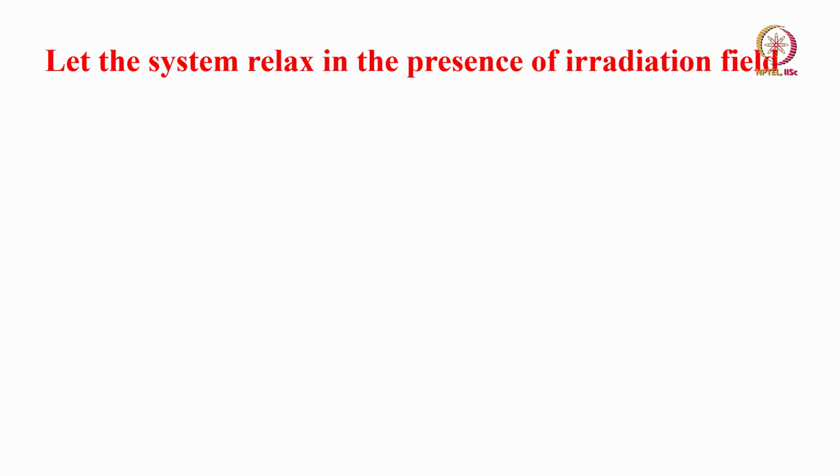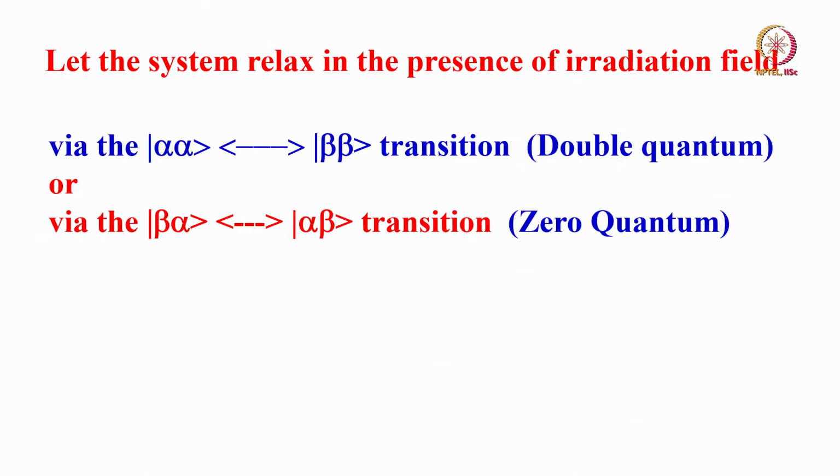But now, let the system relax in the presence of an irradiation field in a different pathway. We can think of two possibilities. I told you alpha alpha to beta beta relaxation we can think of, or beta alpha to alpha beta relaxation we can think of, either of them.